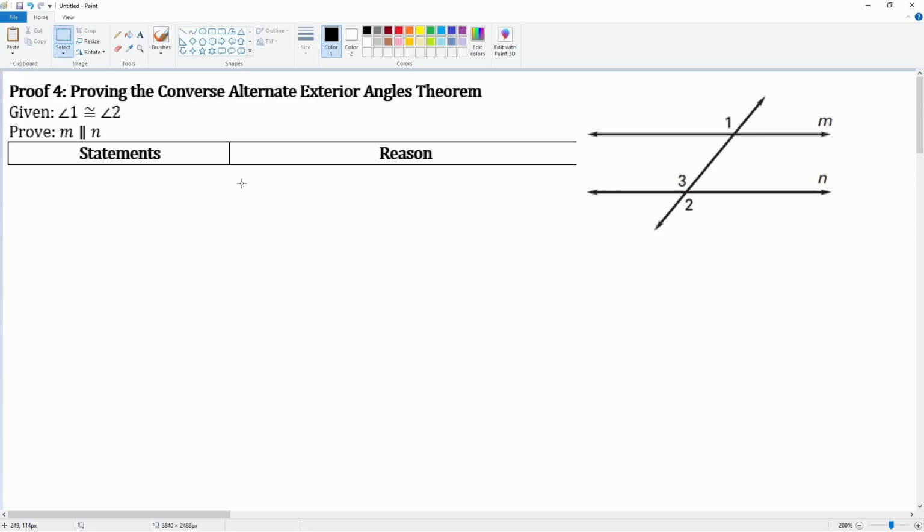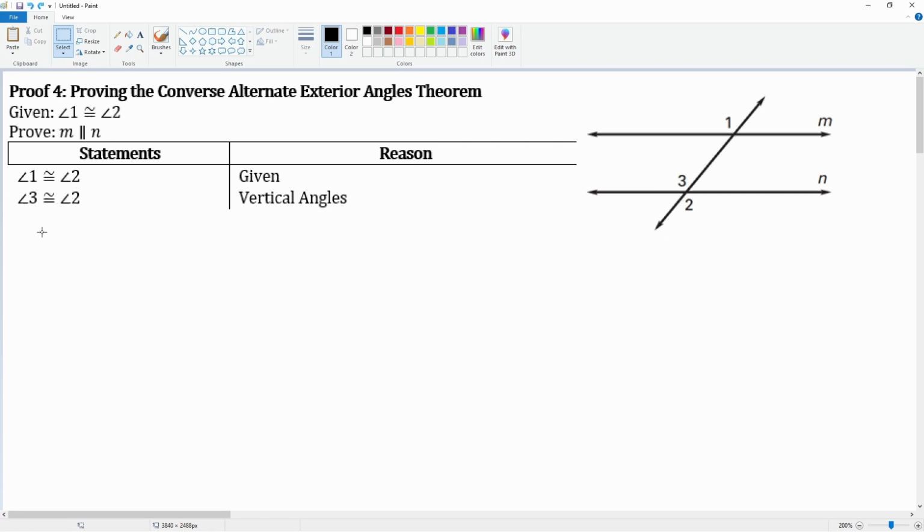Here we have number 4. We're going to prove the converse of the alternate exterior angle theorem given that angle 1 is congruent to angle 2. All right, so let's start with what our given is. From here, we can still get angle 2 and angle 3 somehow, and that's going to be with vertical angles.